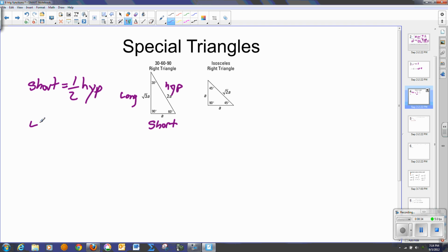And we know the long side is equal to the short side times root 3. When I'm talking about an isosceles right triangle, I'm talking about a 45, 45, 90.